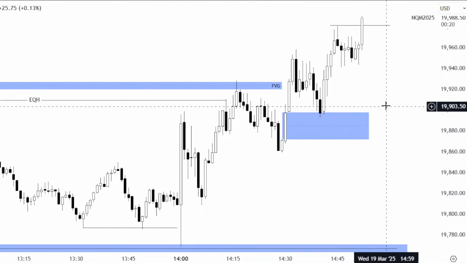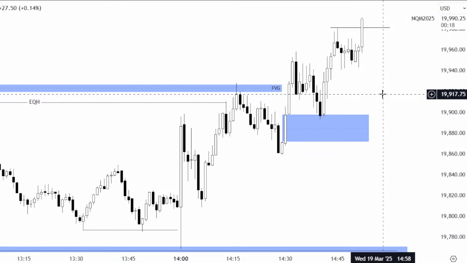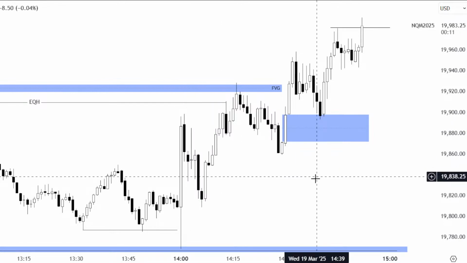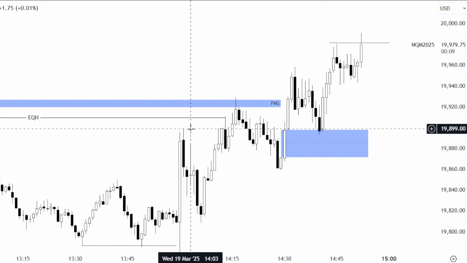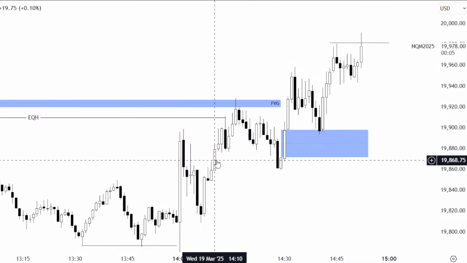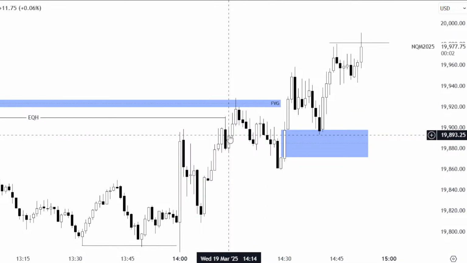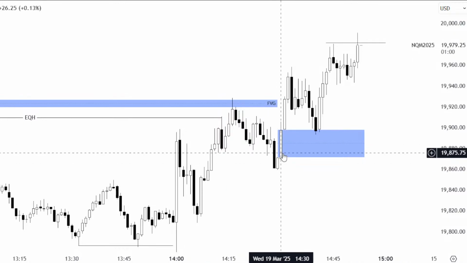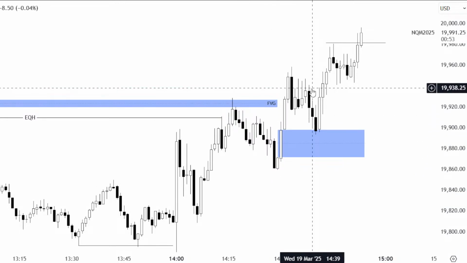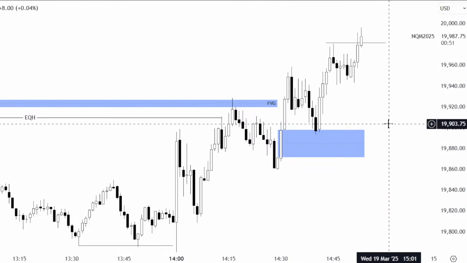I've got some other strategies which I'm not going to go through now, because this session is basically just for the red folder, which was this. And I said in the beginning, when you break out, we took a short here because of this inverted fair value gap. We did say it wasn't A+, and sure enough, we were stopped out fairly quickly.